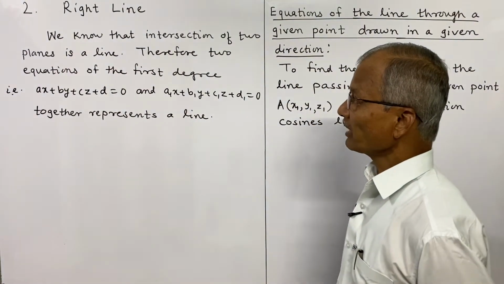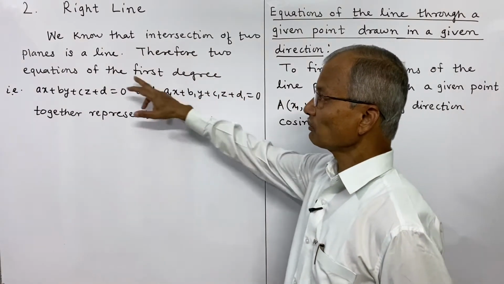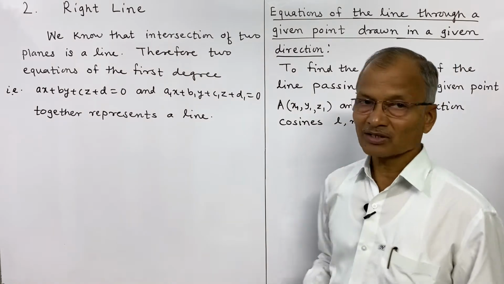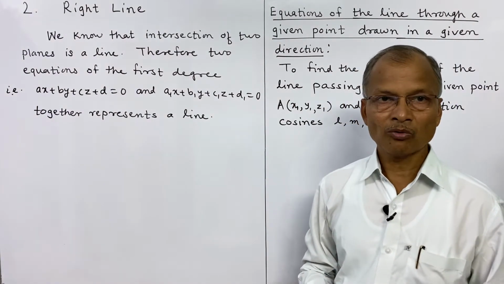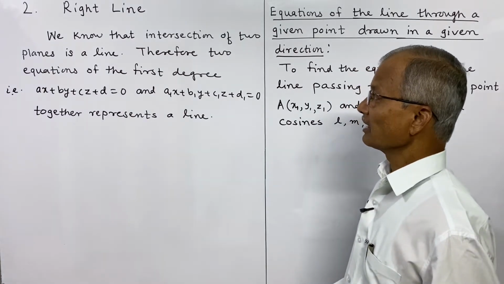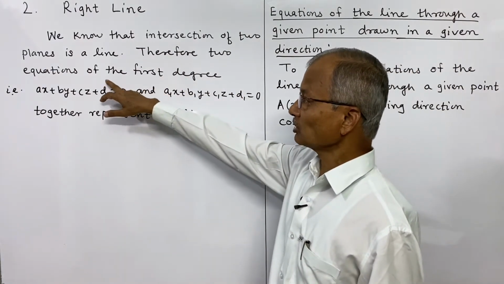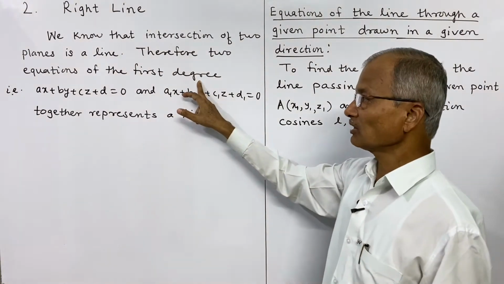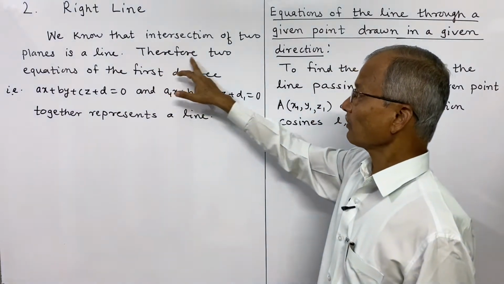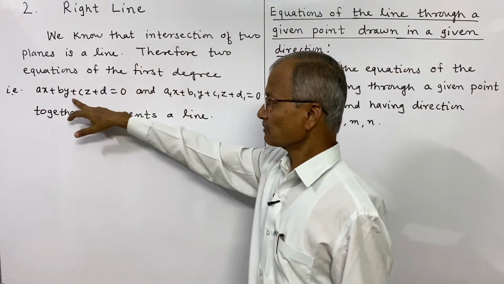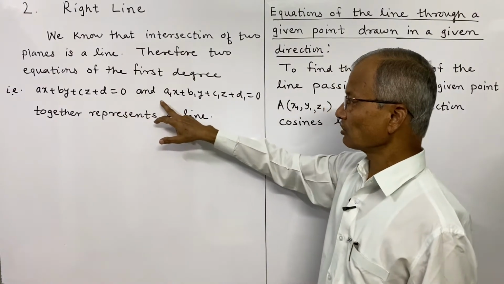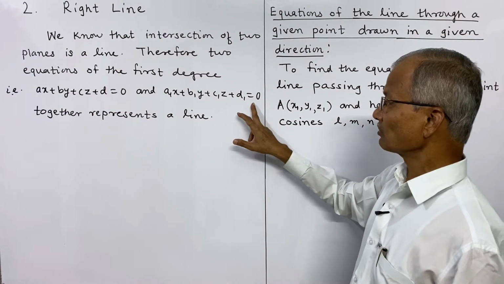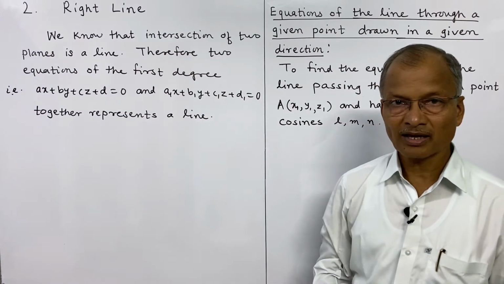And in the chapter of plane we have seen that the intersection of two planes is a line. Therefore a line can be represented as the intersection of two planes, or two planes together will represent a line. The equation of first degree always represents a plane, and therefore two equations ax plus by plus cz plus d is equal to 0 and a1x plus b1y plus c1z plus d1 is equal to 0 together represent a line.